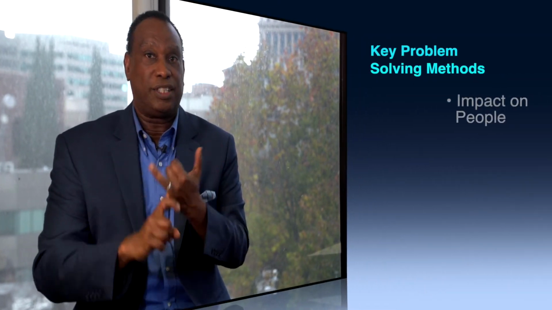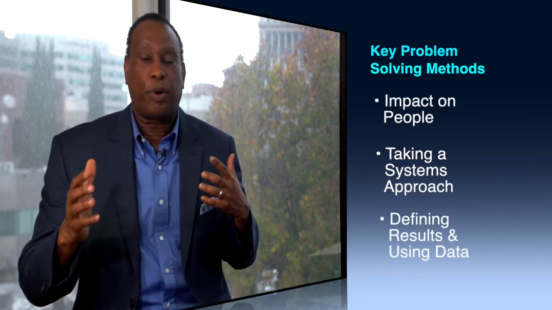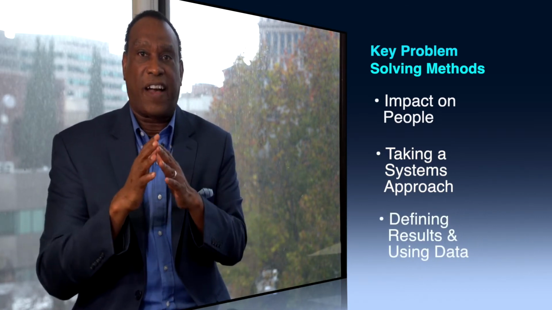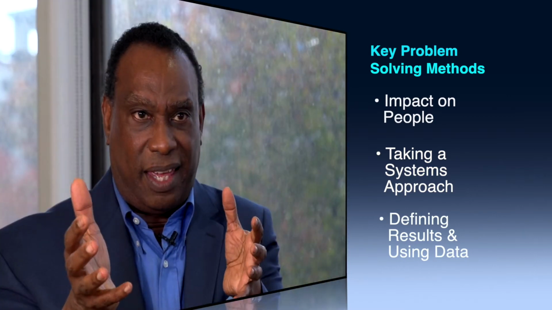So we talked about understanding the impact on people and taking a systems approach. We've talked about defining your results and using data. All of these three are key elements for problem solving. So in this series, we started with building teams. Now we've just talked about problem solving. And in our third and final segment, we'll talk about achieving impact.